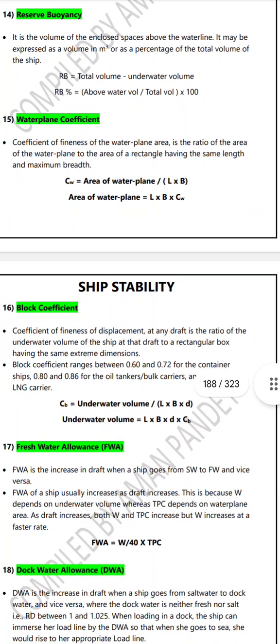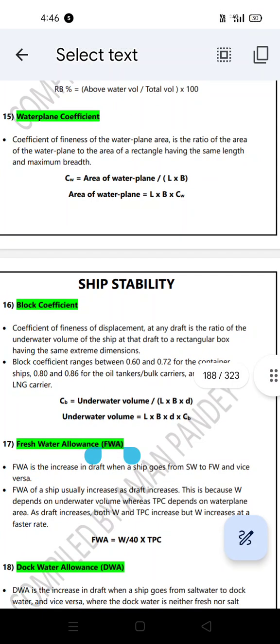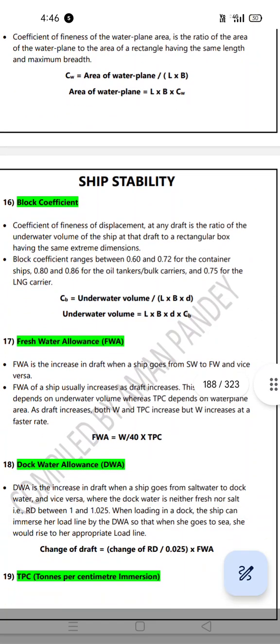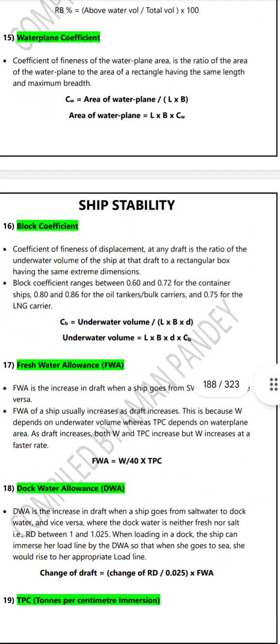Water plane coefficient. The coefficient of fineness of the water plane area is the ratio of the area of the water plane to the area of the rectangle having the same length and maximum breadth. This is the water plane coefficient.